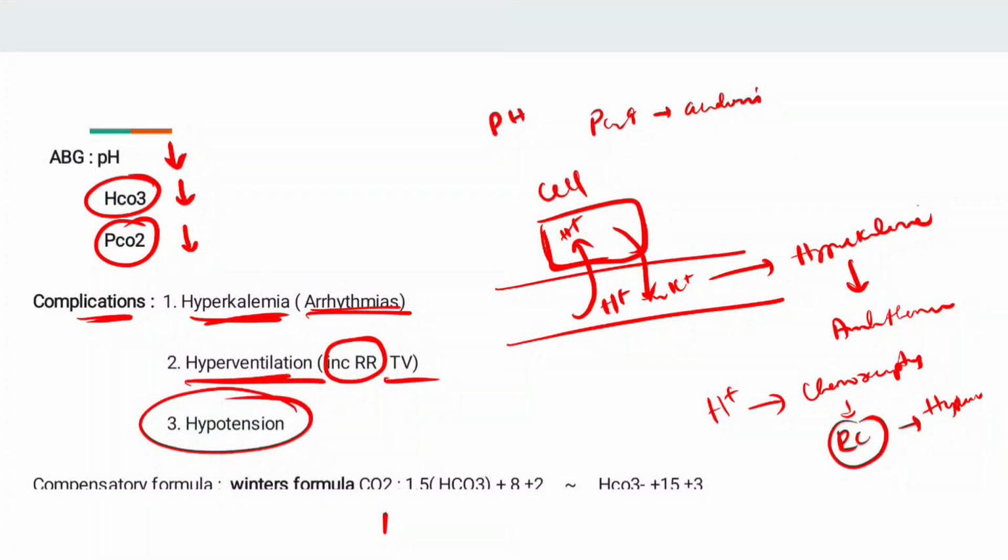We know that when there is a metabolic derangement like metabolic acidosis, the respiratory system will try to compensate it. So what is the compensatory formula for metabolic acidosis? It is Winter's formula, and the predicted CO2 for the compensation is 1.5 times the HCO3 bicarbonate value plus 8, plus or minus 2.